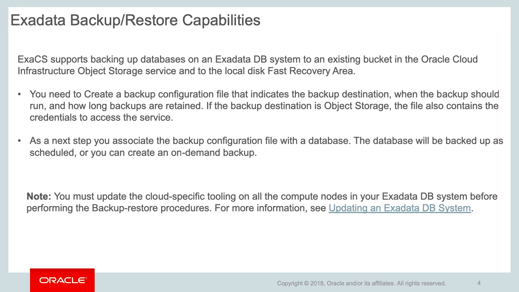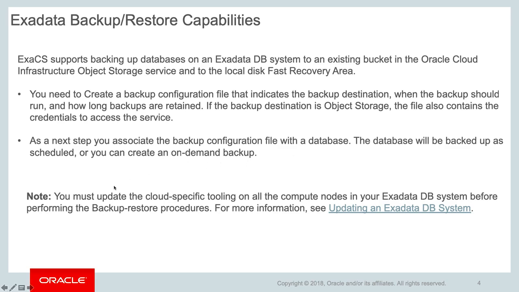And if the backup destination is object storage, the file also contains the credentials to access that particular service. What I mean by credentials is the user who has access to your object storage bucket, and it will be associated with a URL and user credential with an Auth Token as the password. As the next step, you are going to associate the backup configuration file with a database, and the database will be backed up as scheduled, or you can also create an on-demand backup in case you need.